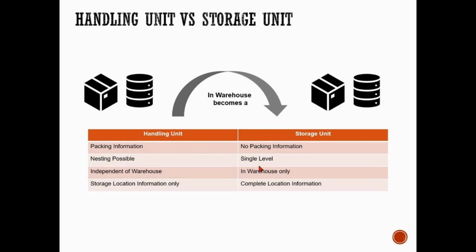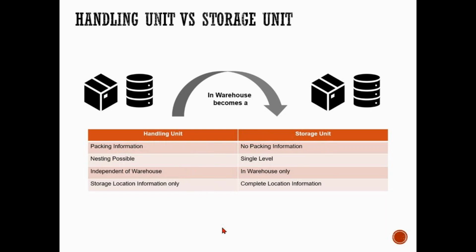But that doesn't mean that the system does not have that information. The system still has that information at HU level. You can see it at HU level, but inside the warehouse reports, you will only see the storage unit, and that shows you only one level. That's the highest level. The storage unit remains only inside the warehouse.